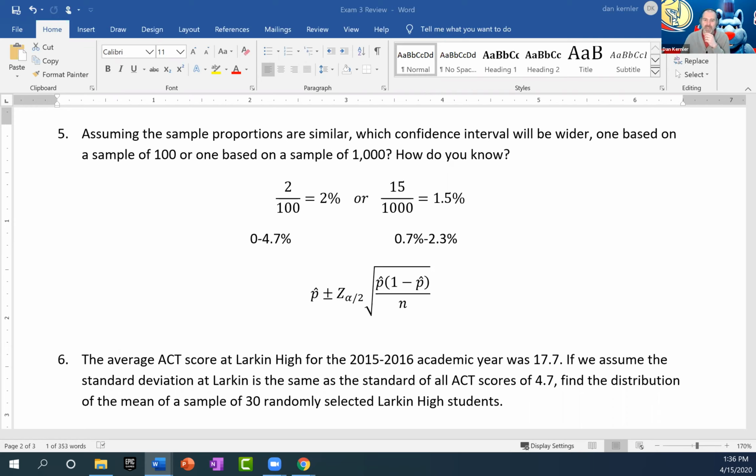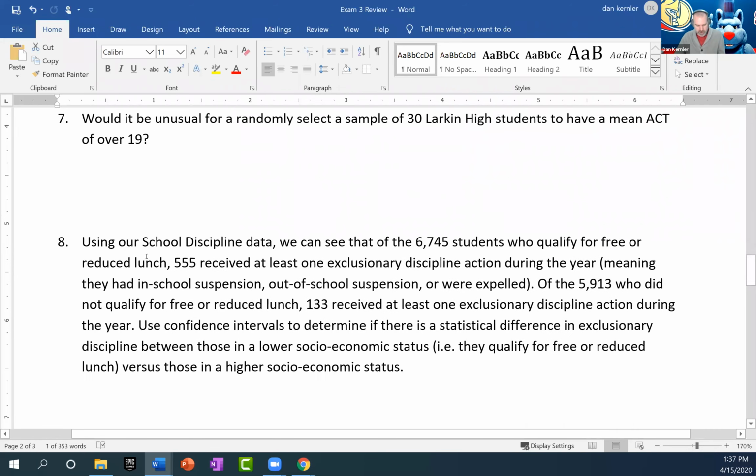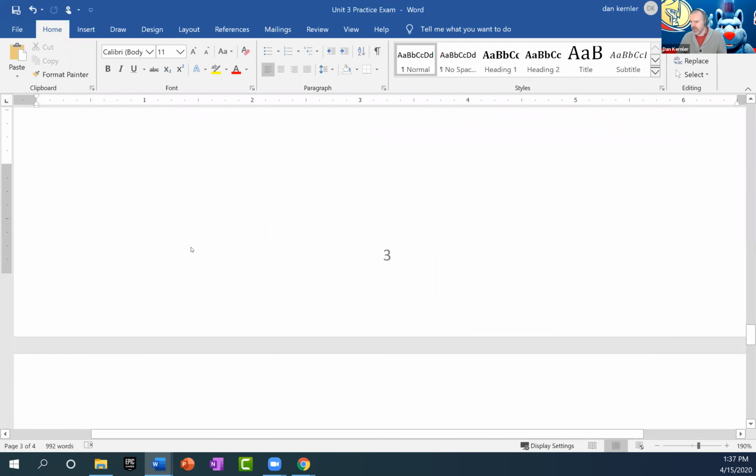So Rachel, I feel like this is a common question. Rachel asked, if you don't have the chat up, when do you use n times p times 1 minus p greater than 10 versus n greater than 30? The key is means versus proportions. The one that we looked at earlier, wait, it wasn't in here, it was in the practice exam. I think it was number 8.